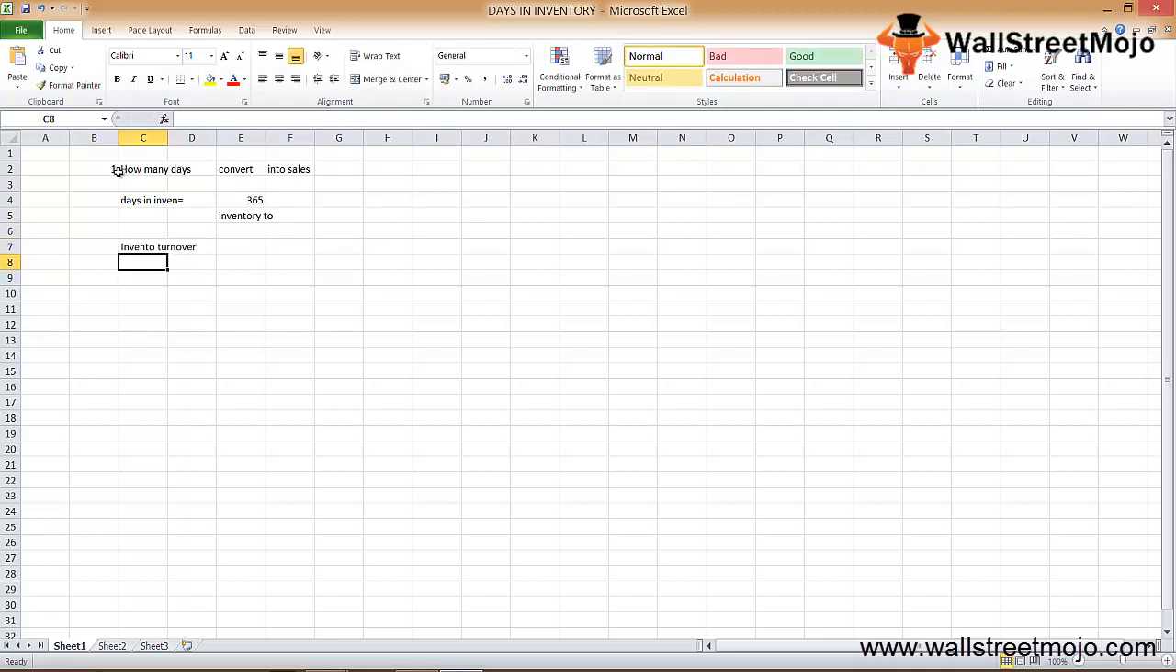formula goes something like this: it is equal to your COGS divided by ending inventory. You can take average also, that's fine. So the cost of goods sold can also be divided by the average inventory, and that is the average of the beginning and the ending inventory, to find out the inventory turnover ratio. Now let's take a practical example of the days in inventory, so that we'll have a crystal clear idea about how the formula works.